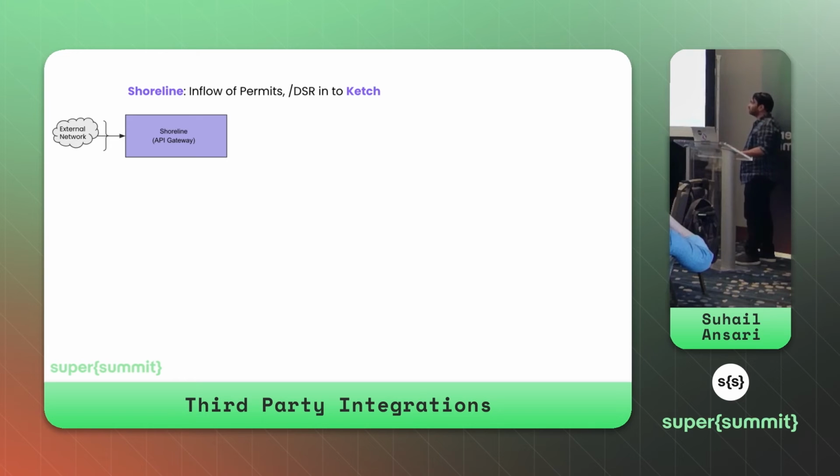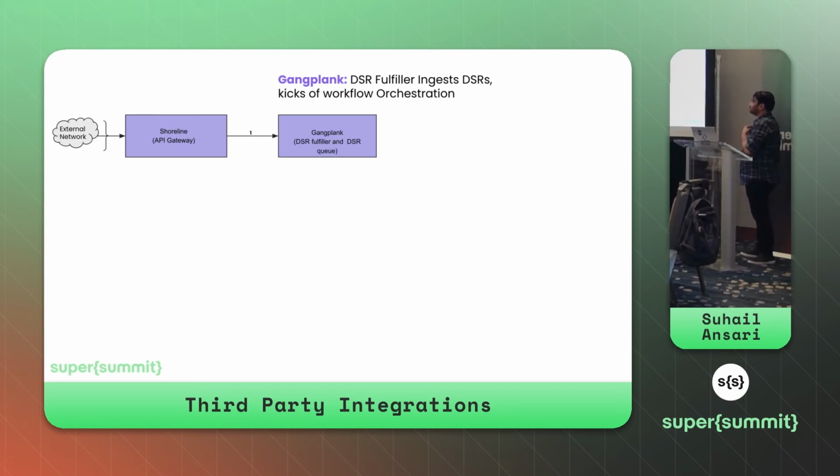Right. So we're going to go over how the DSR architecture works for us. Shoreline is a microservice that we have. It's an API gateway where our customers send their consent and DSR requests. Whenever a DSR comes in, we have another microservice called Gangplank, which is the DSR fulfiller and DSR queue. Shoreline falls into that. So it creates the log for audit and compliance, and then just puts the request in queue.